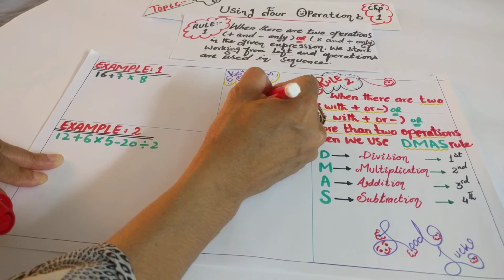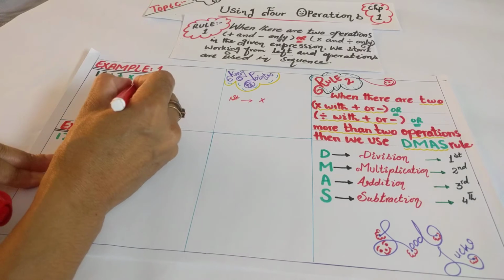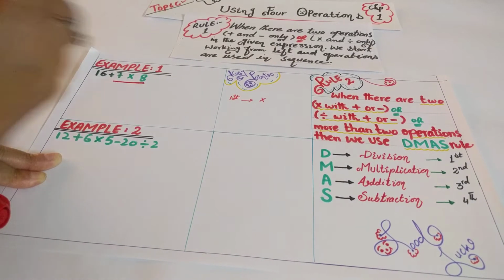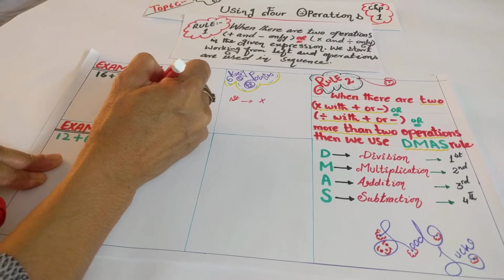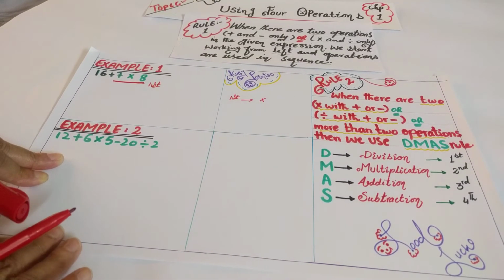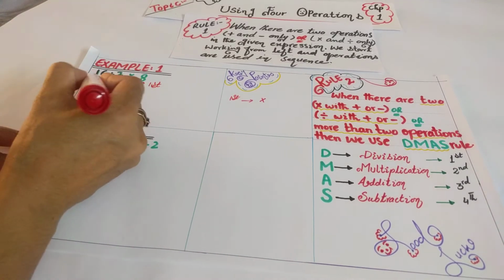Firstly, we will solve the multiplication. So, this one is your multiplication. So, let's start the working in multiplication. When you solve the expression, as I told you in the previous lecture, you will start by the equal sign.